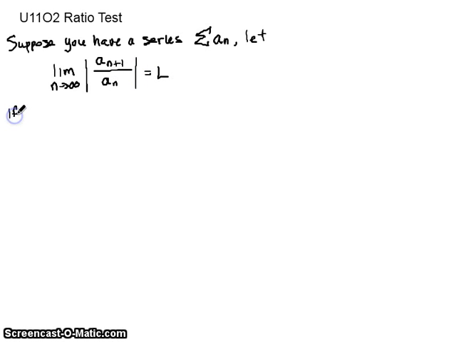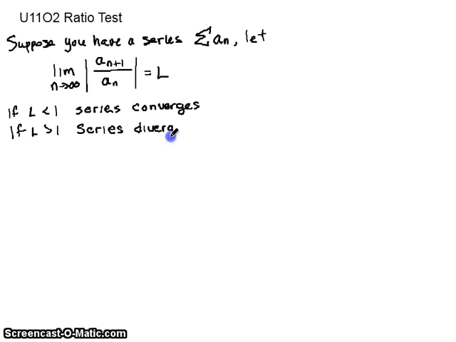Now, if L is less than 1, your series is going to converge. If L is greater than 1, your series is going to diverge. And if your limit L equals 1, the test is inconclusive, and we'll have to find another way to do this problem.